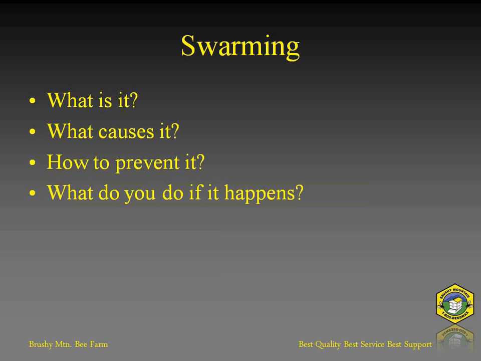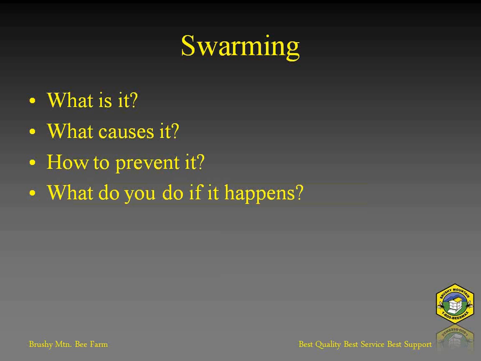I think the average is something like 20 or so swarm cells in a colony, and these swarm cells are usually hanging off the bottom of the frame, as opposed to supersedure cells or emergency cells, which may be sort of on the face of the frame. Swarm cells, since it's a planned event, usually are hanging down off the bottom, and I've got a slide of one in a second here.